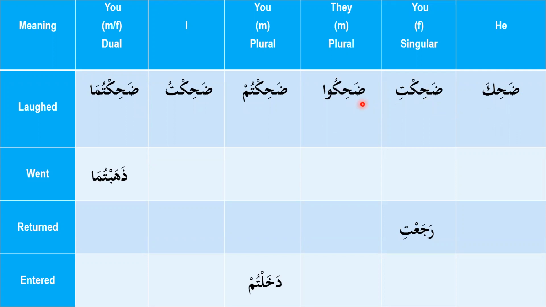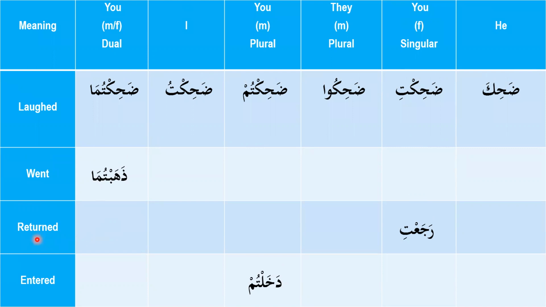For they, masculine, plural, dahiku. Remember, we've added that on. Dahiktum, for you, masculine, plural. For I is dahiktu. And for masculine and feminine, you dual is dahiktuma. And dahika means left. So, and went, if you could do went in the same idea, use the same idea here. Add on the words that need to be added on.